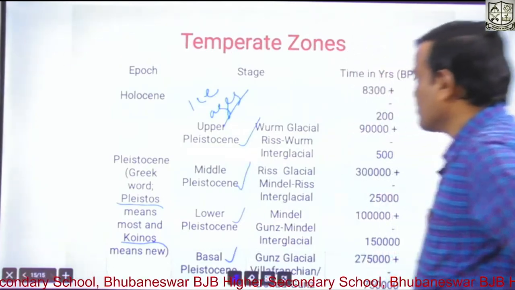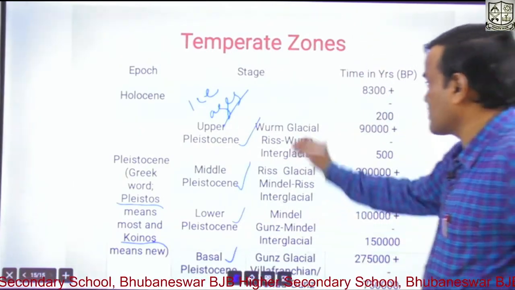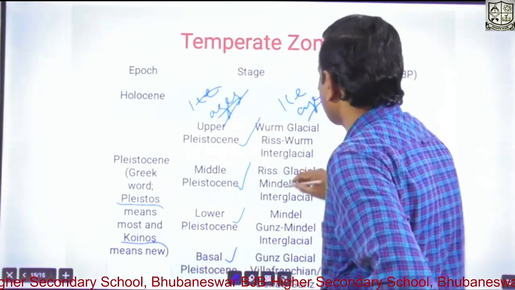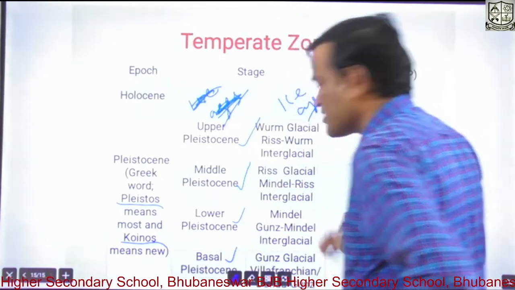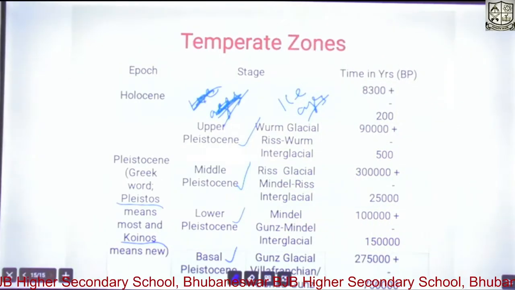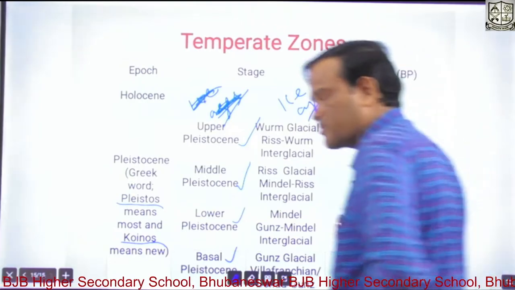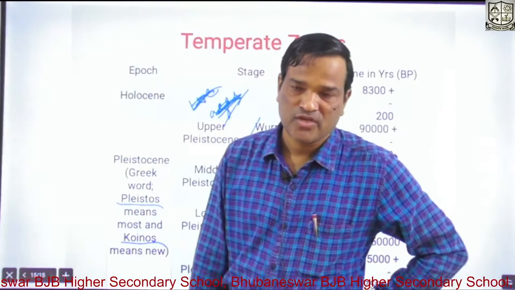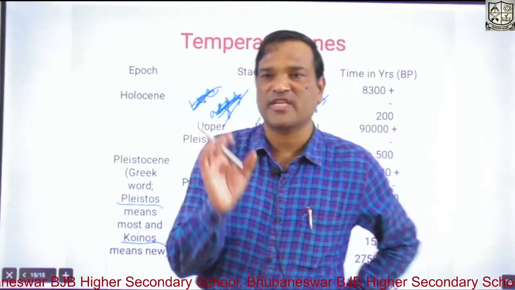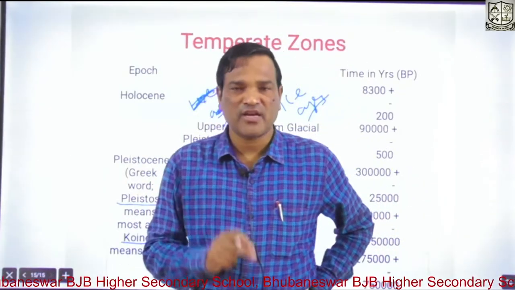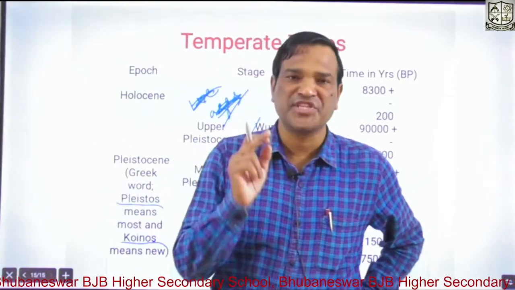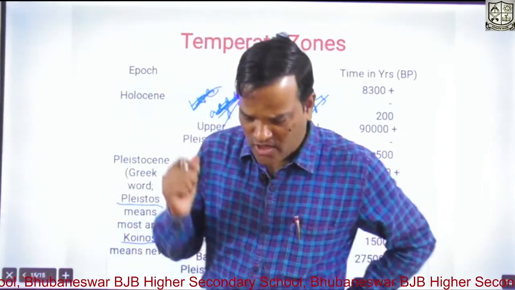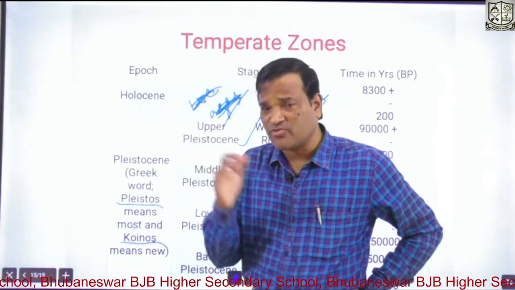During the four glaciations, the climate was too cold and ice formed heavily. Then there were three interglacial periods: the Gunz-Mindel interglacial, the Mindel-Riss interglacial, and the Riss-Wurm interglacial. In the three interglacial periods, the climate was warm. Various geological depositions were found during this period.